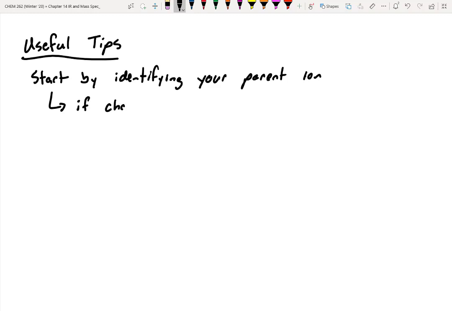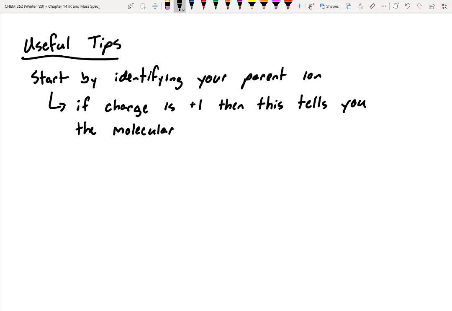So if the charge is +1, then this tells you the molecular mass. So that's pretty useful, right? Just identifying some unknown compound's molecular mass can be very helpful when identifying that molecule.